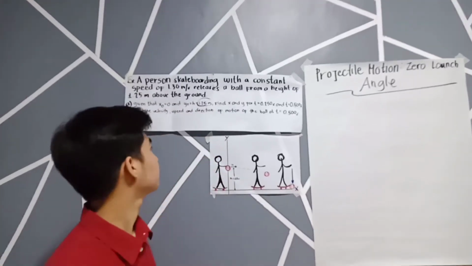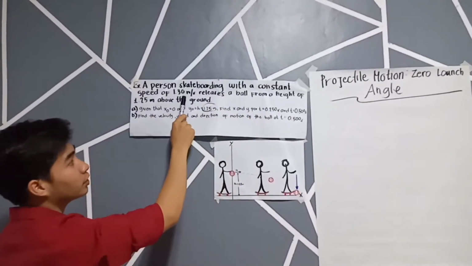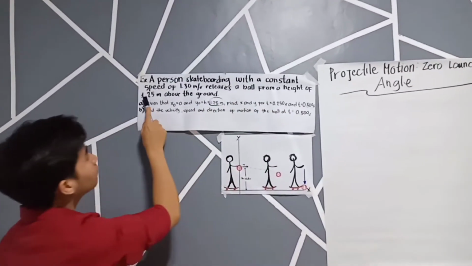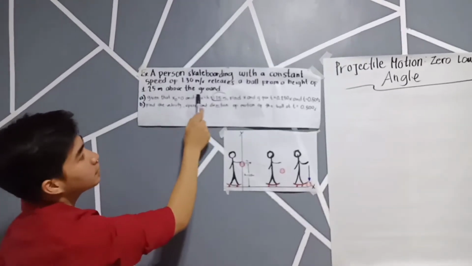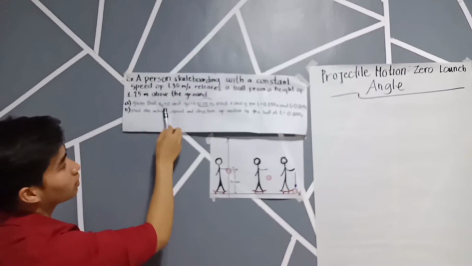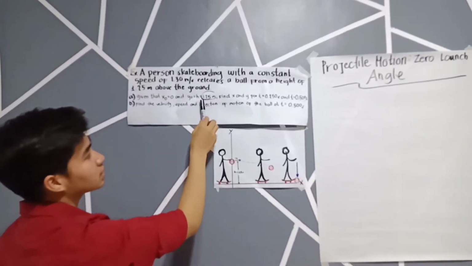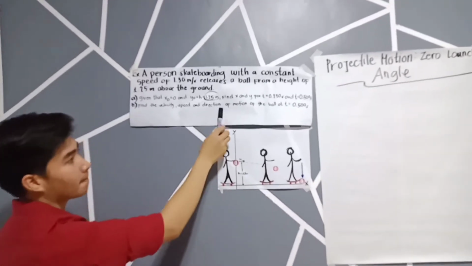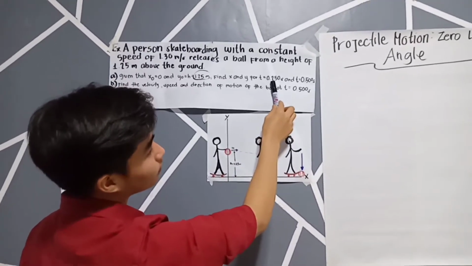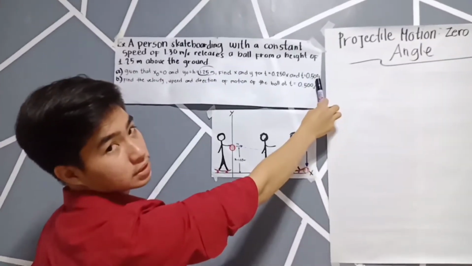Here's an example. A person skateboarding with a constant speed of 1.30 meters per second releases a ball from a height of 1.25 meters above the ground. For letter A, given that x sub o is equal to 0 and y sub o is equal to the height, which is 1.25 meters, find x and y for time t equal to 0.25 seconds, and t equal to 0.50 seconds.